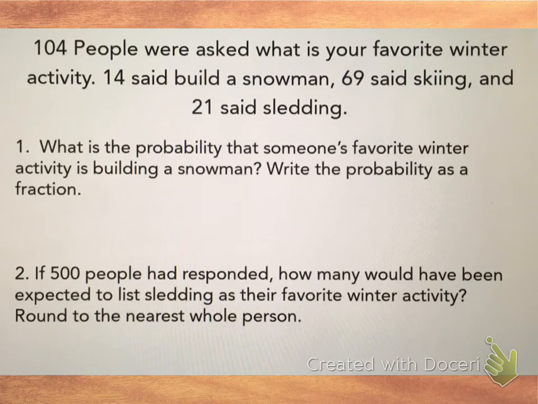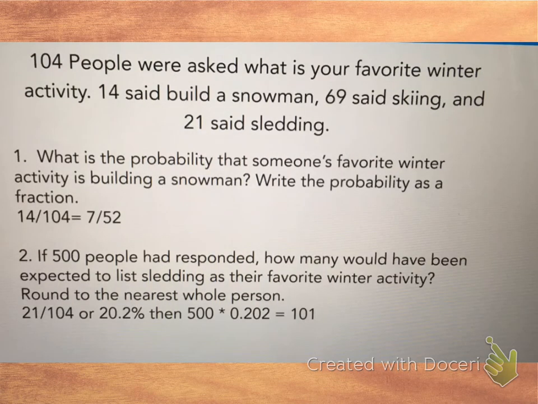104 people were asked what is their favorite winter activity. 14 said build a snowman, 69 said skiing, and 21 said sledding. What is the probability that someone's favorite winter activity is building a snowman? Write the probability as a fraction. Number 2, if 500 people had responded, how many would have been expected to list sledding as their favorite winter activity? Round to the nearest whole person. Please work on this alone on a piece of paper and see if you can figure it out before we go over the answers.